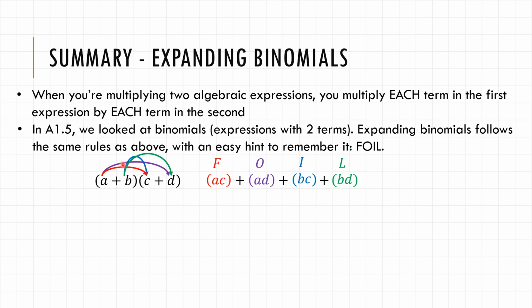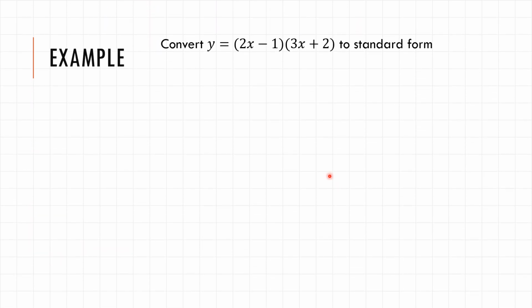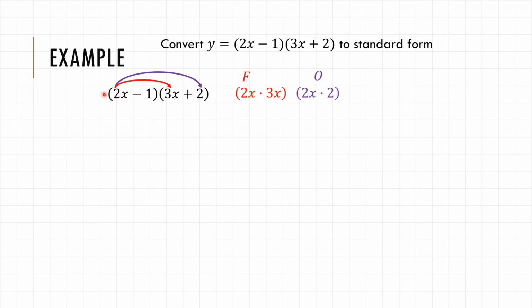So let's see an example of this. Let's convert a binomial into its expanded form. Convert this to standard form. And remember, standard form means all of the brackets are expanded and like terms are combined. So here we have our two binomials, and let's just use FOIL. The first two terms is 2x times 3x. The outer two terms is 2x times 2. The inner two terms is negative 1 times 3x. And the last two terms are negative 1 times 2. When we add these together, let's see what we get.